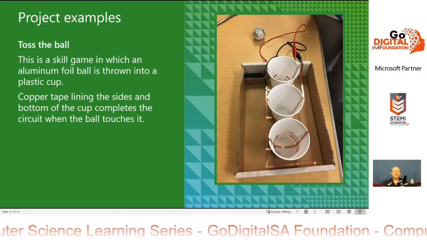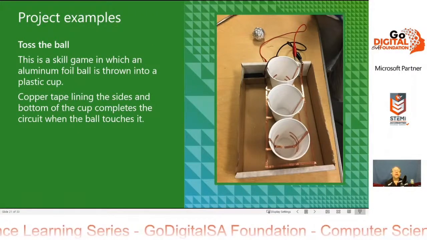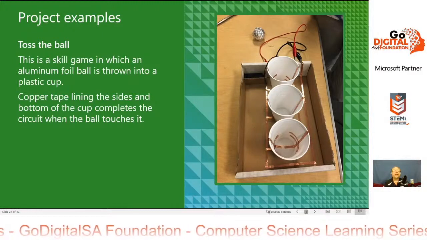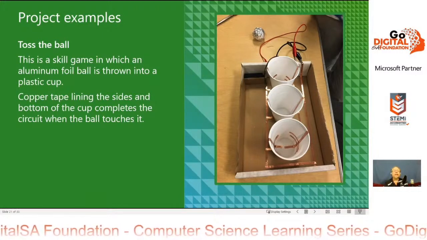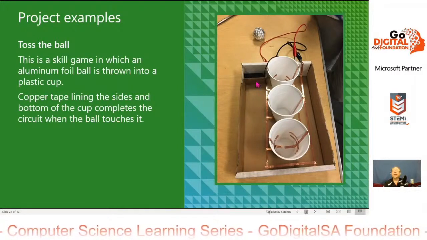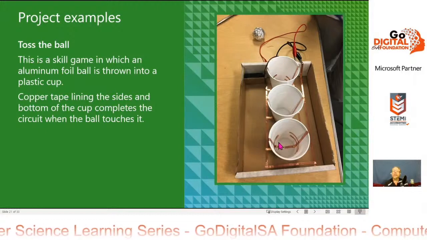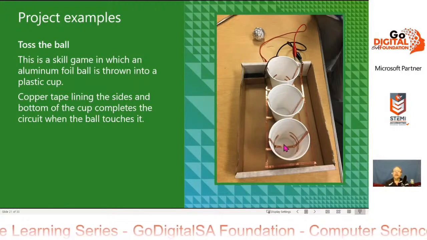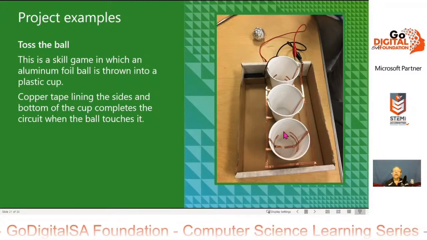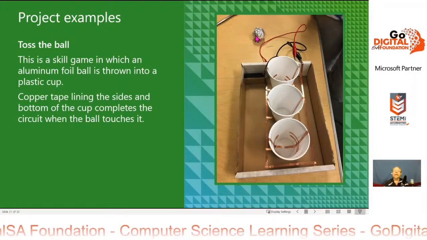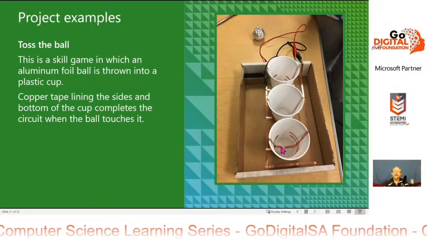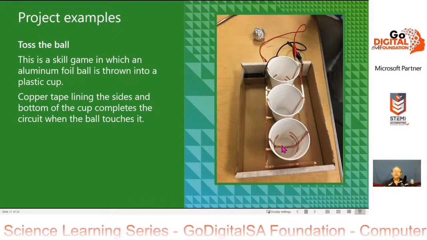Here are some project examples. Toss the ball. This is a skill game in which an aluminum foil ball is thrown into a plastic cup. Copper tape lining the sides and bottom of the cup completes the circuit when the ball touches it. In this case, you can see we've got these three cups. They've got wires and copper foil, which make conductors. So if you throw this ball into this cup, it should touch the two, which closes the circuit.